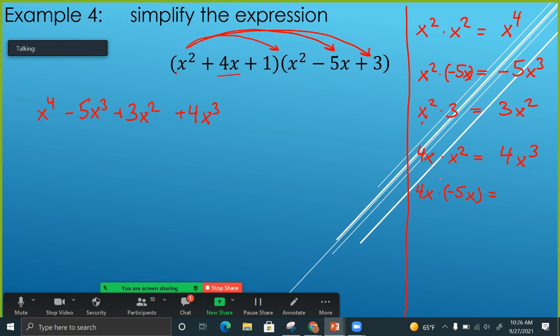Now 4x times negative 5x. Okay, 4 times 5 gives us 20. One of those is negative, so it's negative 20. And then x times x gives us x squared. So negative 20x squared. And then 4x times 3, that one should be fast, 12x.